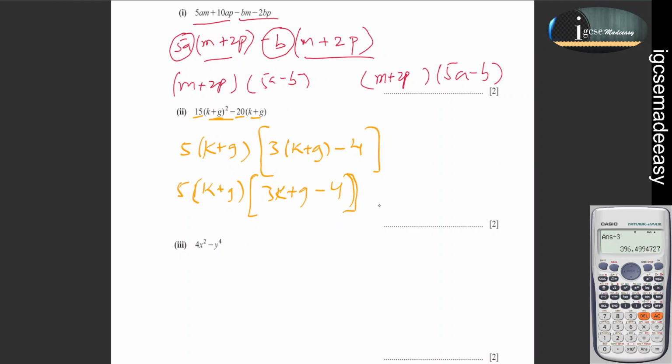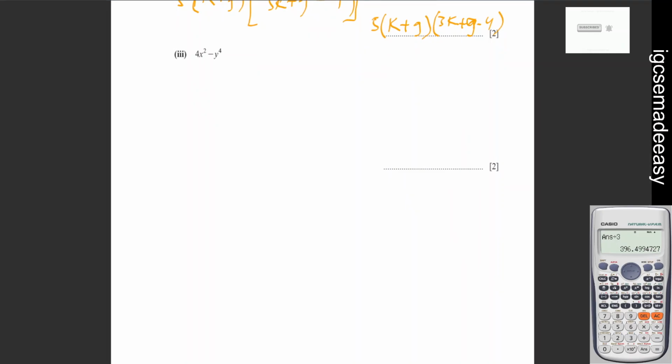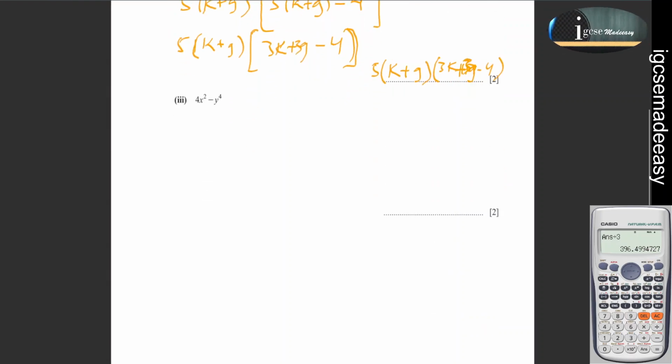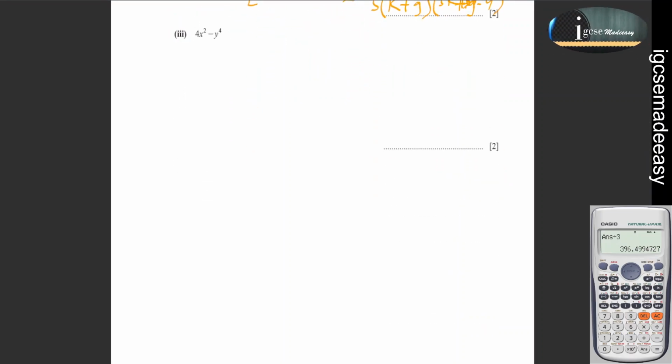So our final answer will be 5 into k plus g, and 3k plus g minus 4 will be our final answer. Sorry, it should be 3k plus 3g, right? Because we are multiplying this g also. Yeah, it should be 3k plus 3g. So here also 3k plus 3g. So 3k plus 3g minus 4. So let's do part 3.